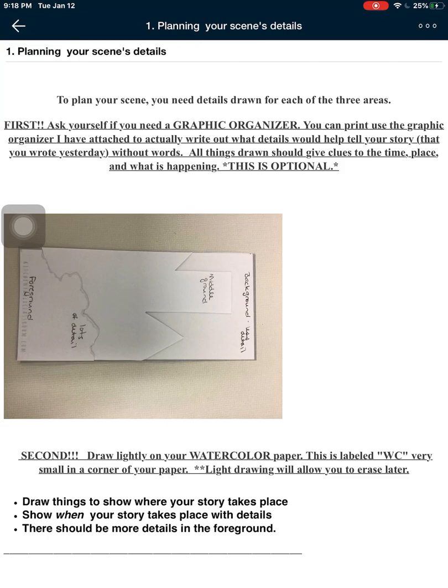What's kind of happening in the middle? Like what's going on? Where are your characters going to be? That's going to be the middle ground. And the background will be things like sky and weather, or if it's inside, it might be what's going on out the window, something like that. All right. So start with that and then move on to the next step, which is characters.